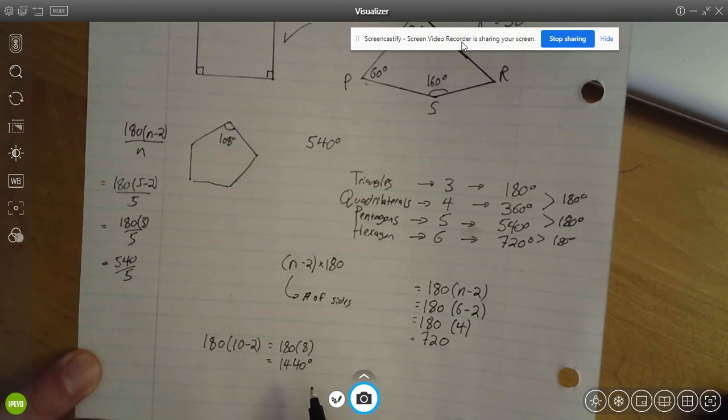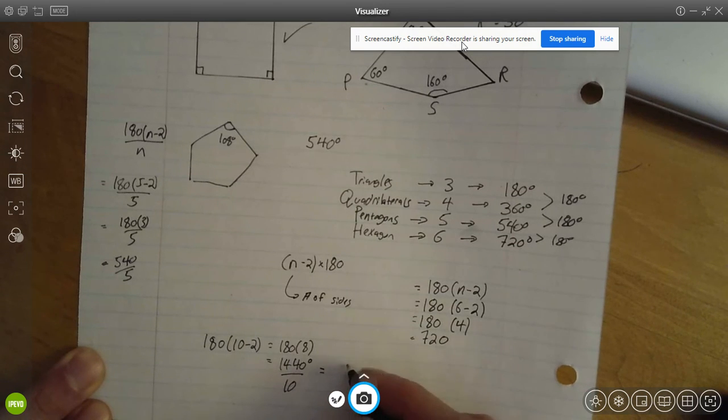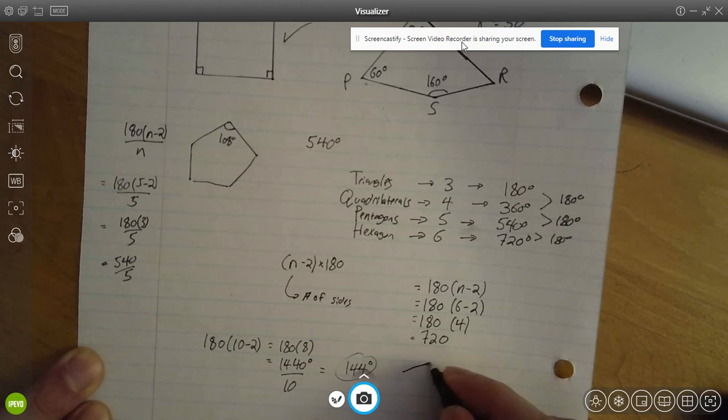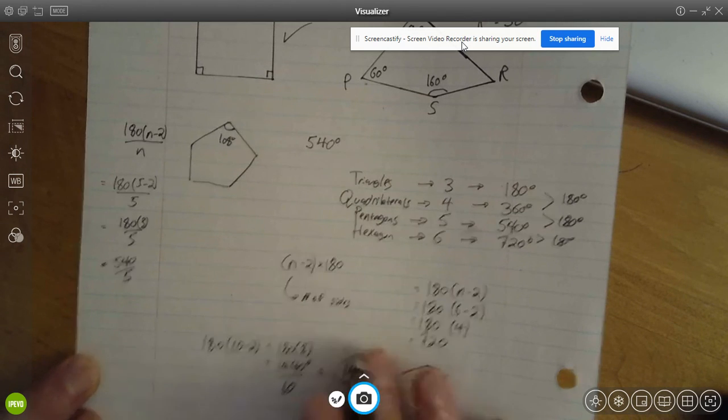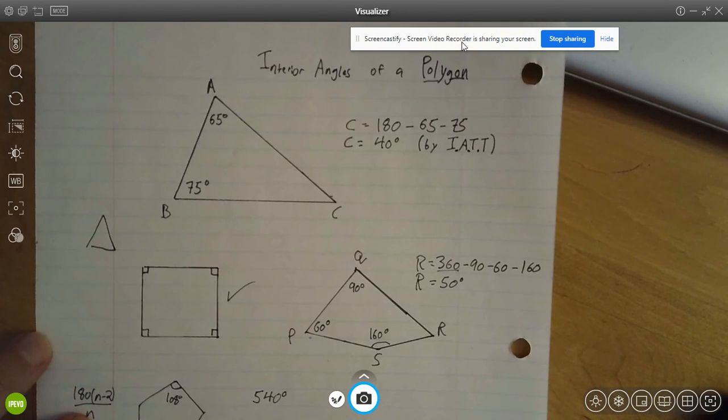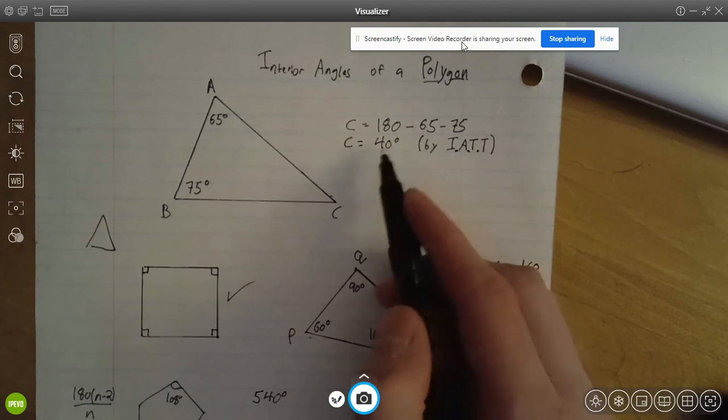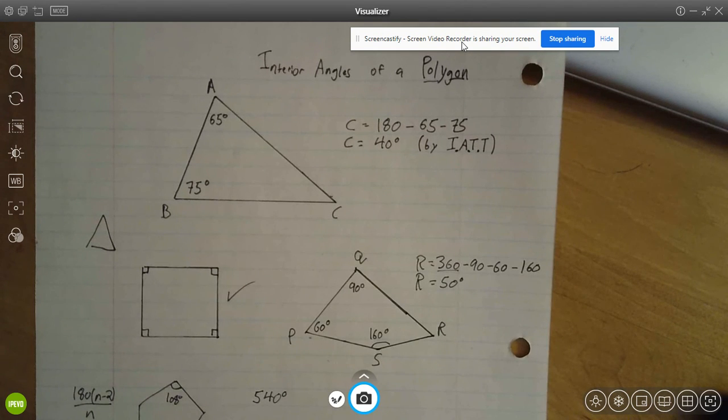For our decagon, there are 10 of those angles, so I could divide by 10. So each angle in a decagon is 144 degrees. That's a big obtuse angle because I can't turn very much, since I need to turn 10 times before I finish the shape. So that's all there is to know for interior angles. They're useful for figuring out missing angles from various polygons.